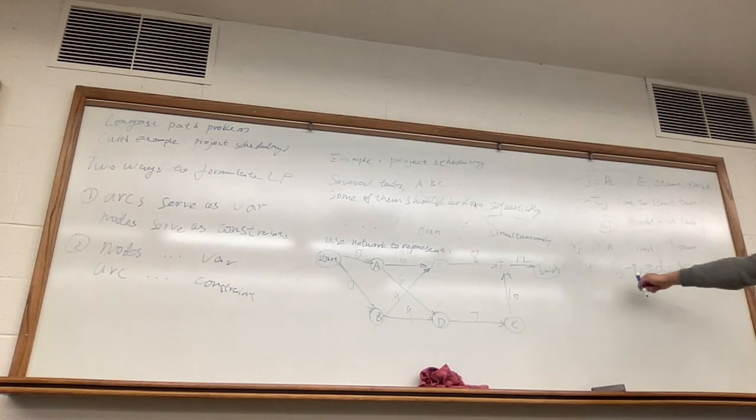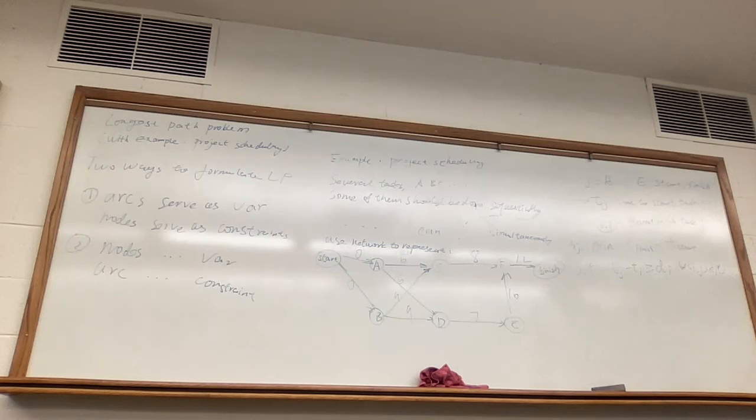That's to say, I is the prerequisite of J if ij is in the network. And the start time of task J is greater than or equal to the start time of task I, plus the time that you need to complete the task I. So this is the constraint.